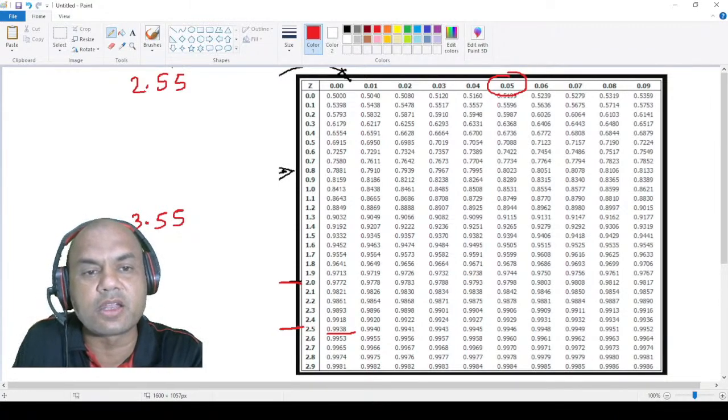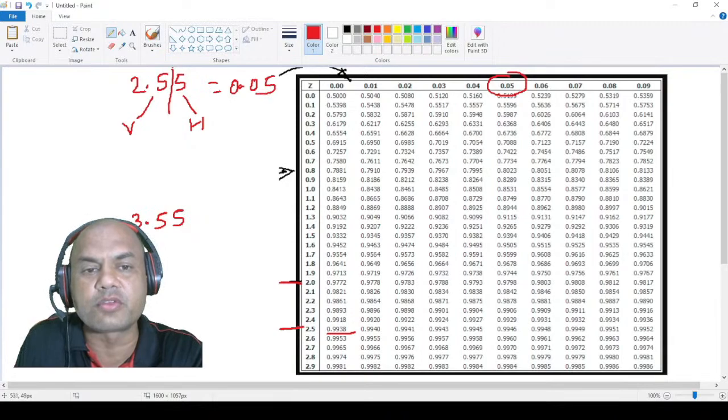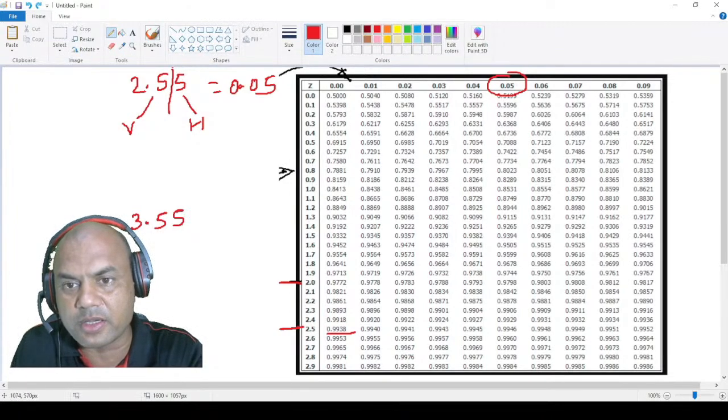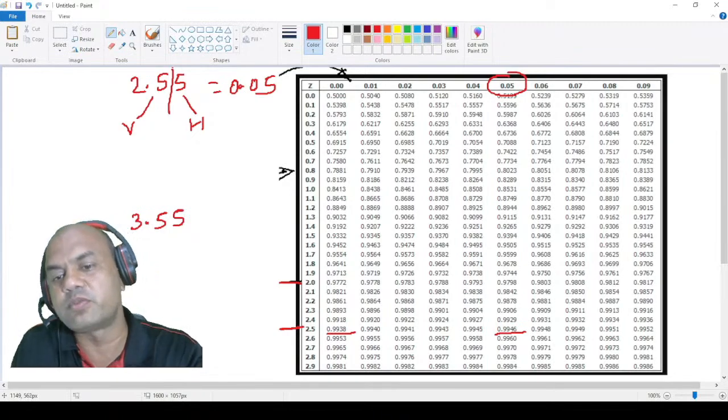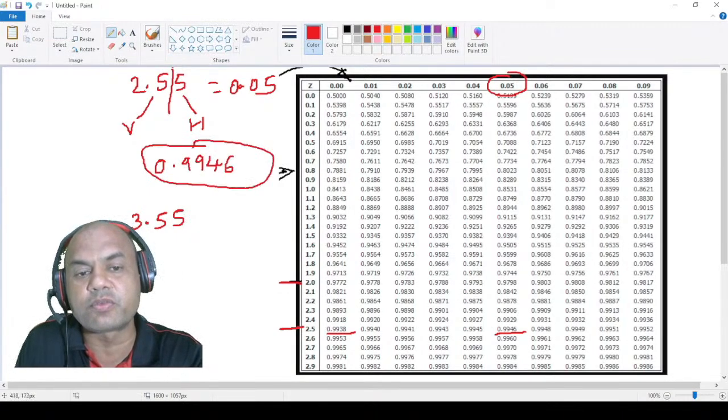So how to search that? Again, divide this into two parts. This is vertical, this is horizontal. So 2.5 will be searched over here, and this horizontal becomes 0.05, because 1.5 is gone, one point is gone over here. So first I'll search 2.5 over here and then I'll search 0.05. I'll match these two rows and columns. So my figure comes over here as 0.9946. So my probability over here becomes 0.9946. This is how we find out the probability.